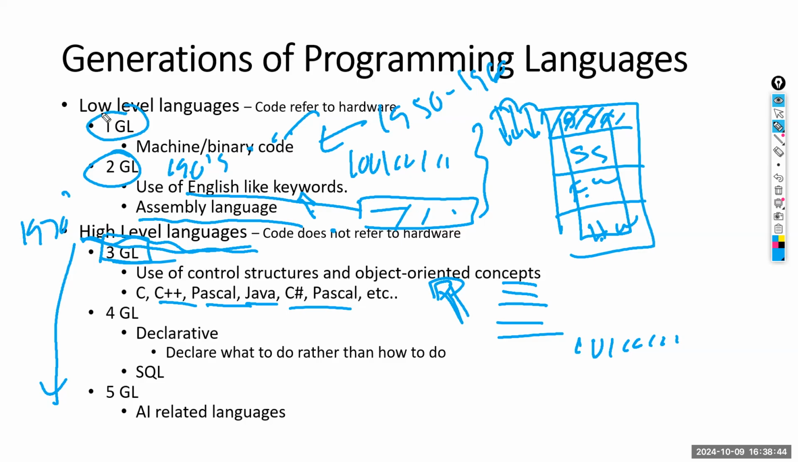Okay. And then came fourth generation languages in 1990s. So those are also high level, a little bit higher than third generation. So here the main advantage is, in third generation, though you do not refer to the hardware, still you need to write the logic, what to do. But in fourth generation language, you don't have to say how to do, even at high level, rather you can just say what to do, your requirement.